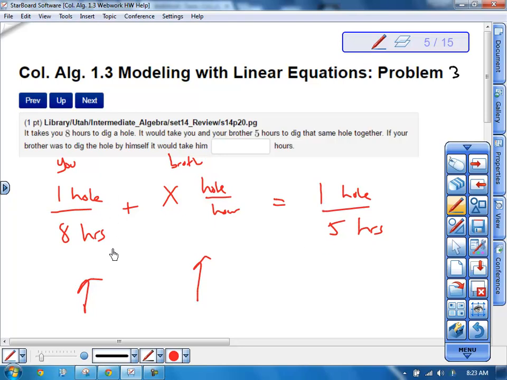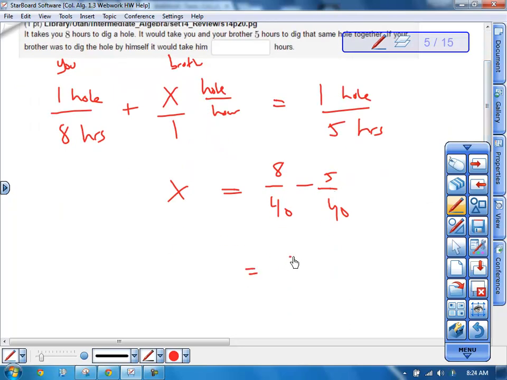Now I could have easily flipped these fractions and did 8, and then this would be 1 over x instead of x over 1. But I'll do it like this. So I'm just basically solving this. So I have x equals, I need to subtract 1/8 from both sides. So all I need is 1/5 minus 1/8. So I need the common denominator to multiply the top and the bottom of this one by 8. The top and bottom of this one by 5. And that gives me 3 over 40.